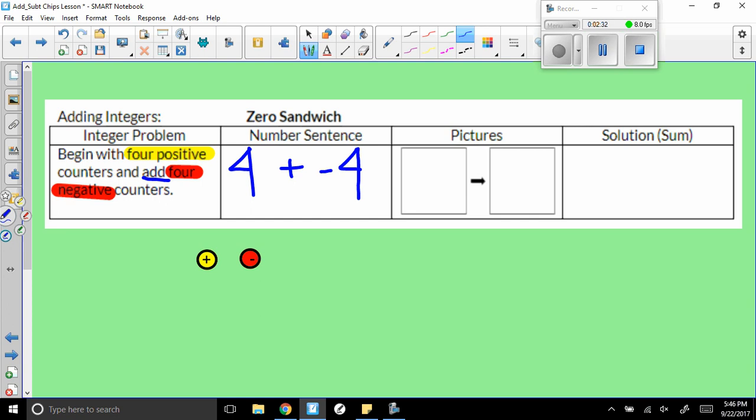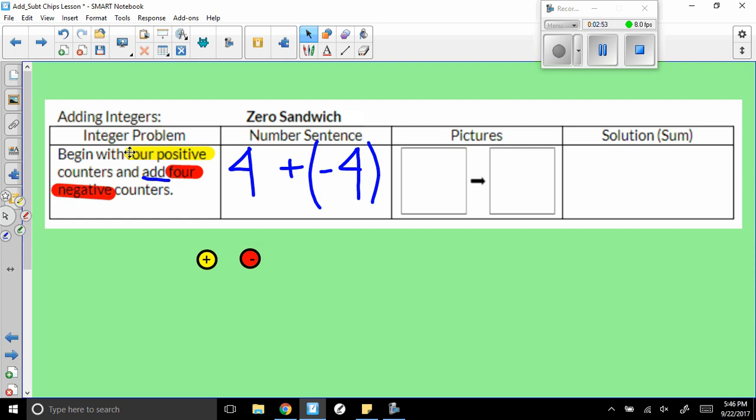Now, this looks a little bit confusing because I have a plus and a negative sign that are super close to each other. So I can use a grouping symbol, a parenthesis, to keep that negative attached to the number. So I know what is a plus sign, what's a minus sign, what's a negative. Those parentheses help make it more clear.